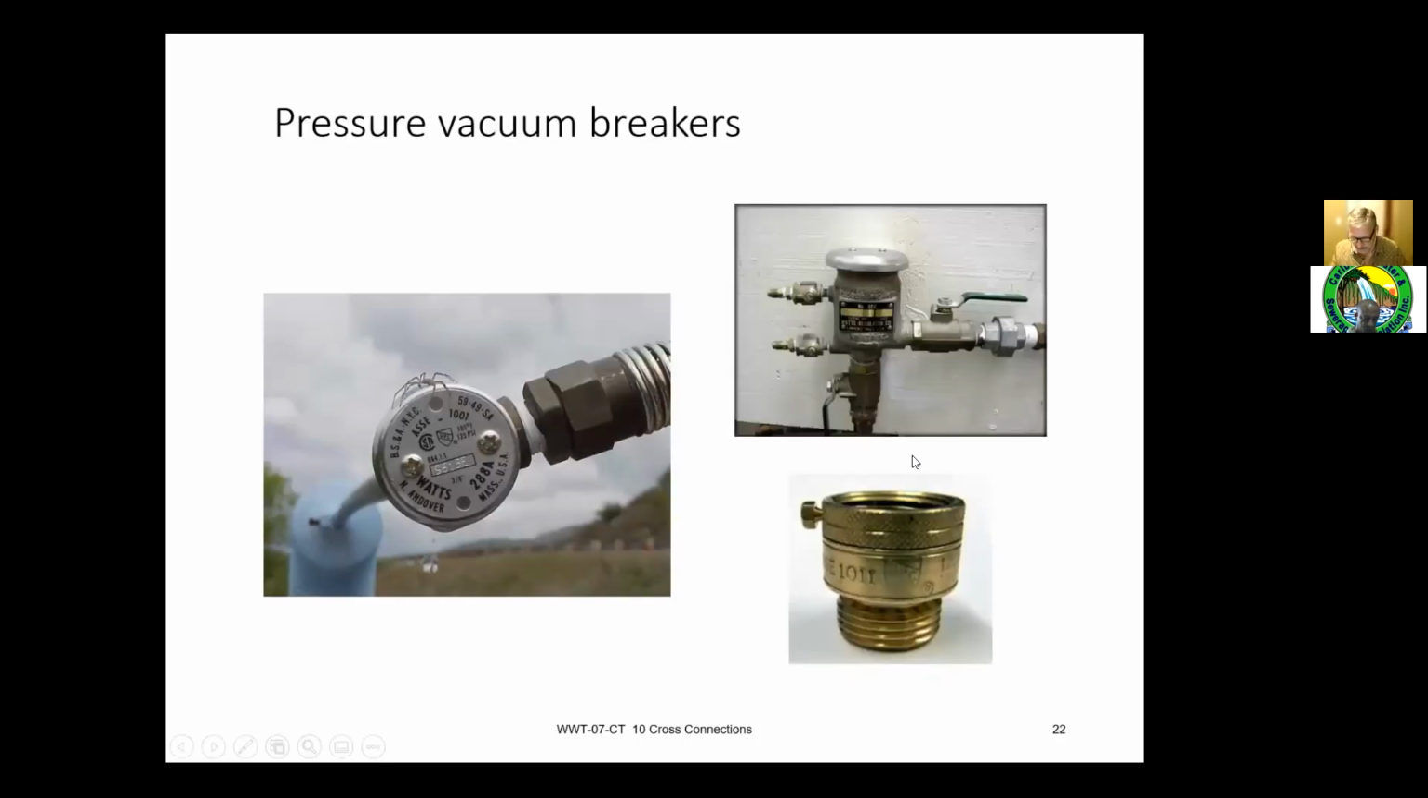Pressure vacuum breakers consist of a check valve and an air inlet, so they work off air pressure. Basically, when the pressure builds up in that system and overcomes the air pressure, it pops a valve, which then gives you a break in the suction, preventing backflow.